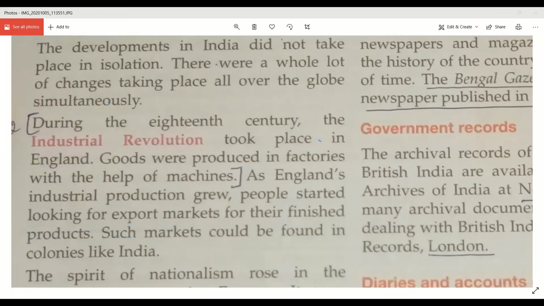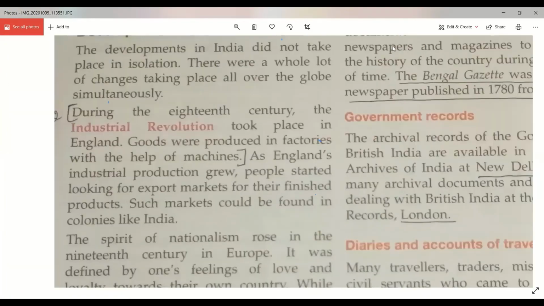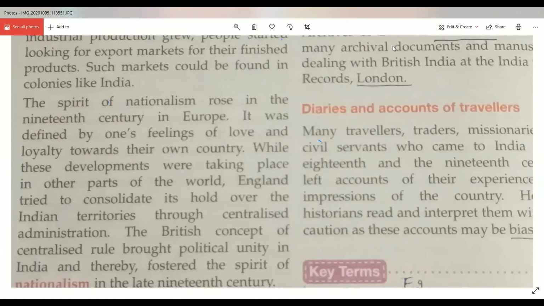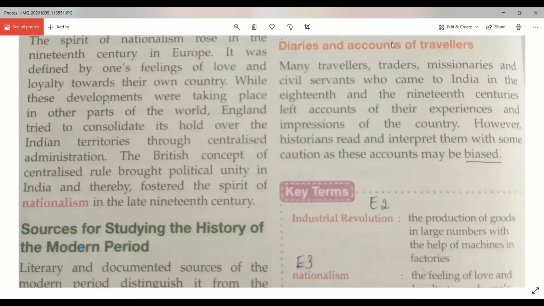Now, this was one thing that was happening around the country. There was something else happening around the country. The second thing that was happening around the country is called nationalism. Okay, let's see what is nationalism and end our class for today. So, nationalism.